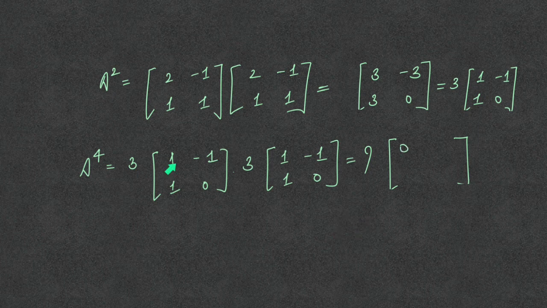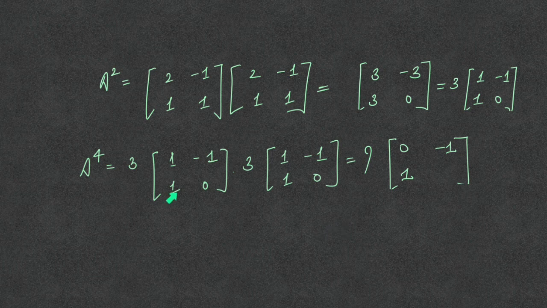Now 1 with this minus 1 is minus 1, and minus 1 with this 0 is 0. So minus 1 plus 0, minus 1 comes here. Now the second row will multiply with this first column. So 1 into 1 is 1 and 0 into 1 is 0. So 1 plus 0, so here it is 1.